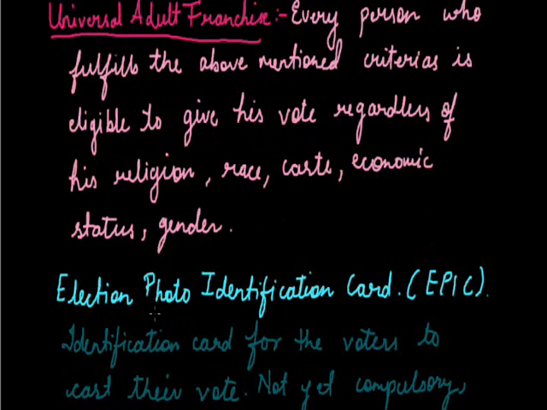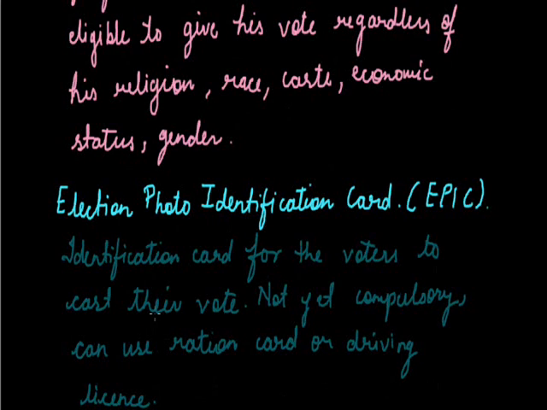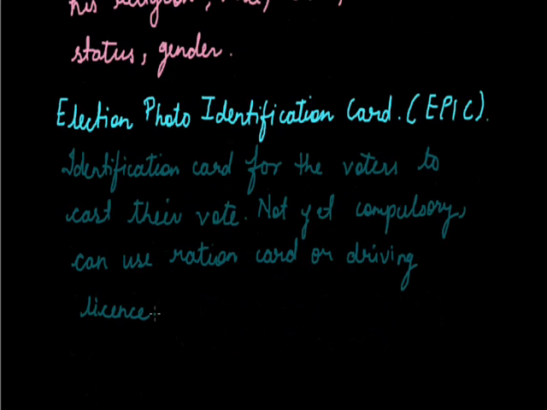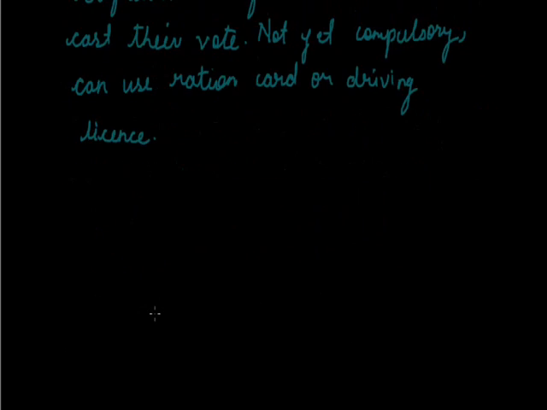Once the voters list is complete, now we come to the second step, which is the nomination of the candidates. Which candidates are eligible or can stand as a candidate in the elections.